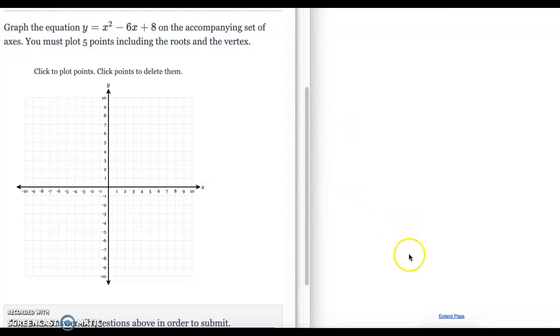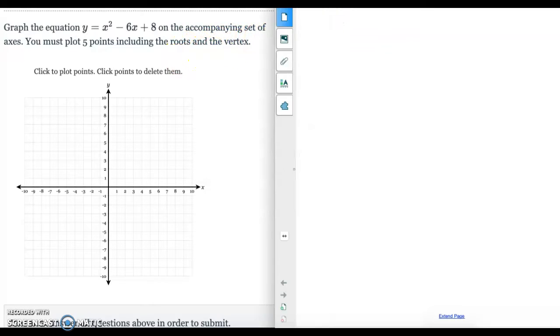Okay, I'm going to do a quick example for you showing what a Delta Math assignment might look like. It's going to ask you to graph a parabola, and plot 5 points, including the roots and the vertex. Last class we took notes on the roots and the vertex, and that gives us 3 points: 2 roots usually, and the vertex is 1 point, so I need 2 more points. I'm going to show you how to go about getting those extra points, but first we're going to review how to find the roots and the vertex.